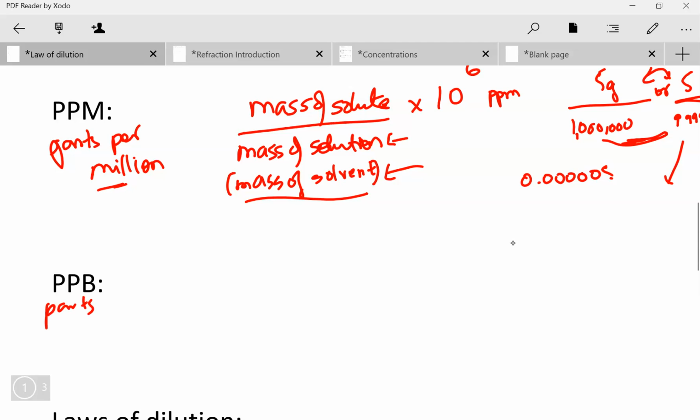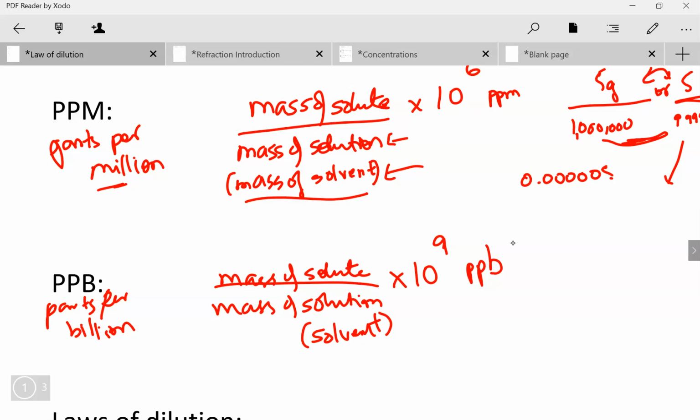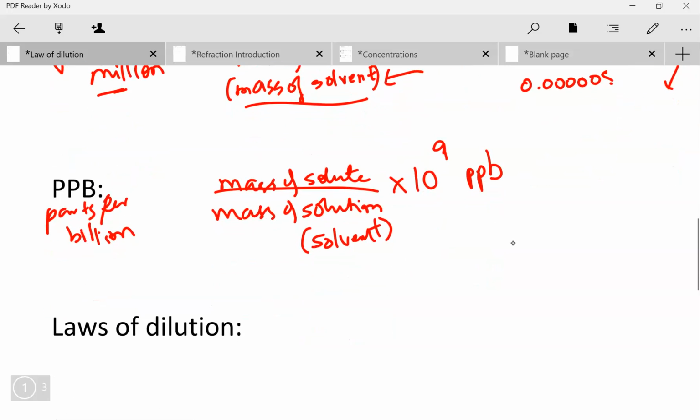Here we have parts per billion, and this is the exact same thing. Mass of solute divided by mass of solution or solvent multiplied by 10 to the power of 9 ppb. So 10 to the power of 9 is a billion, 1 followed by 9 zeros, and that's parts per billion. Again, used for very, very small concentrations.